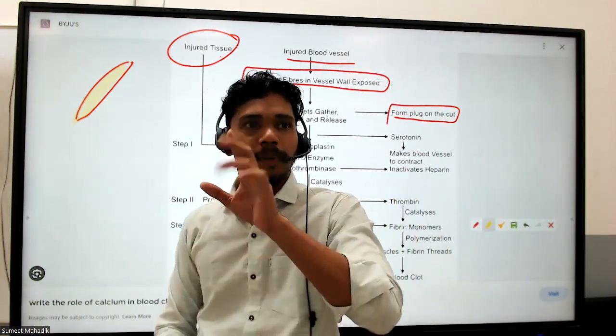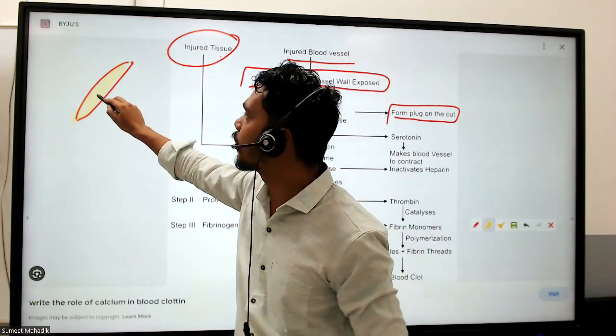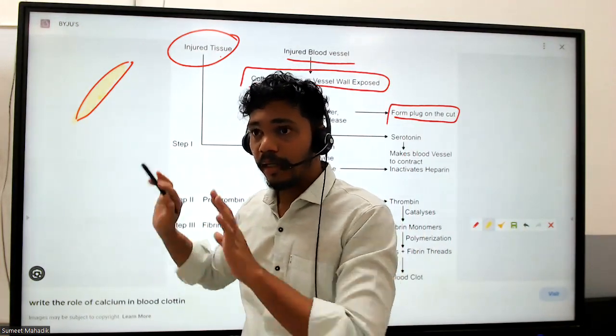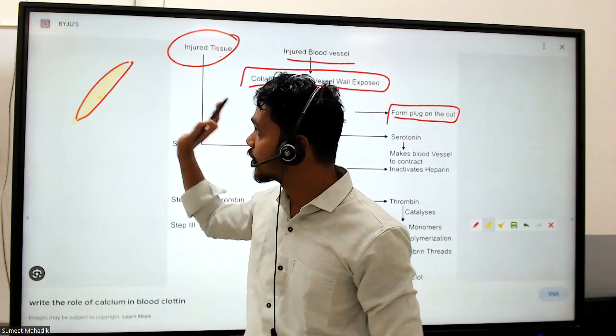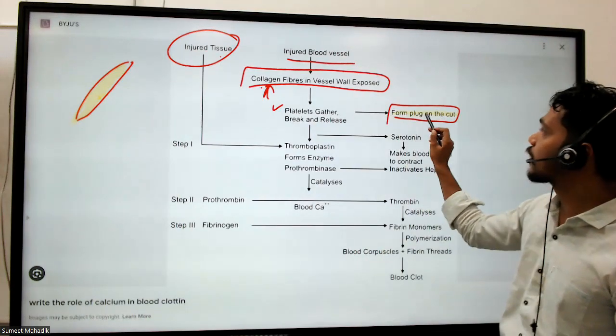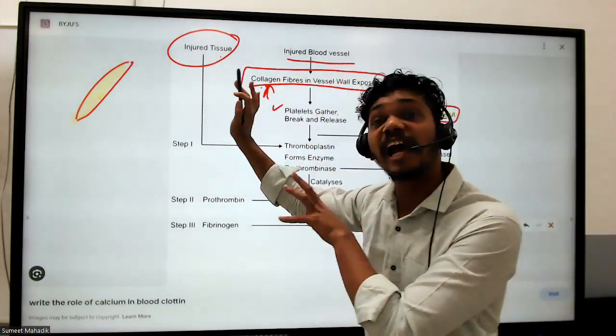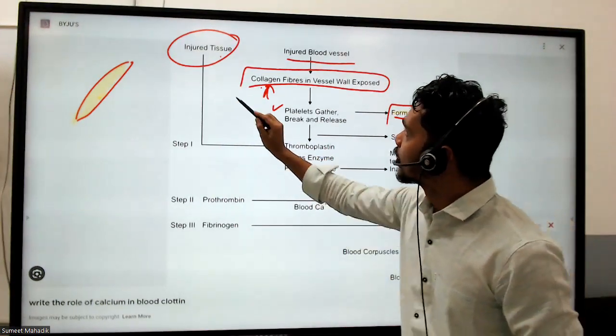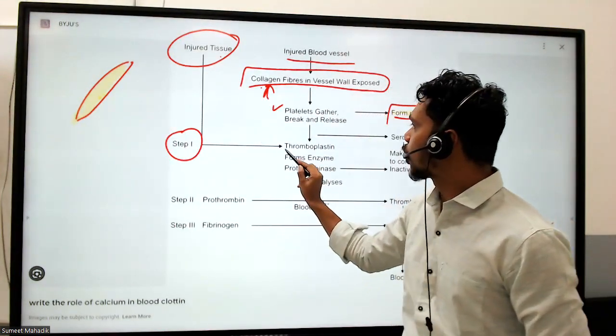Blood is not coming out from that. Here, blood clotting is not done yet. This is just preventing blood loss with the help of the plug on the cut, with the help of the platelets that just arrived. Not yet started anything.